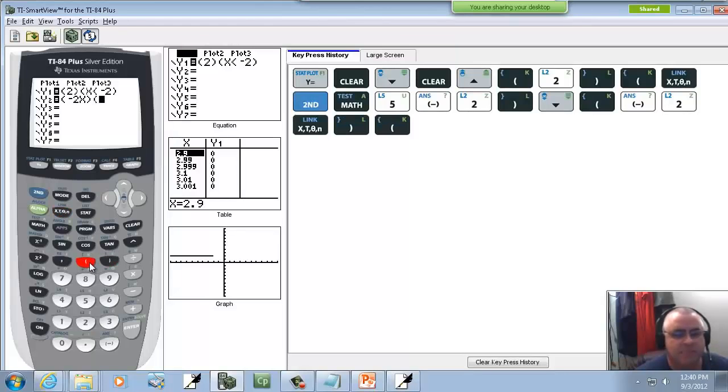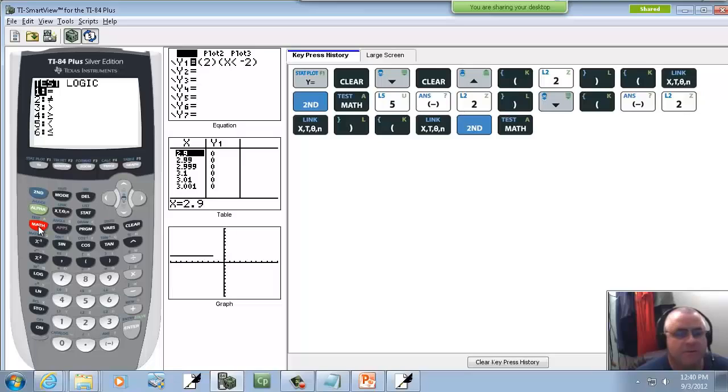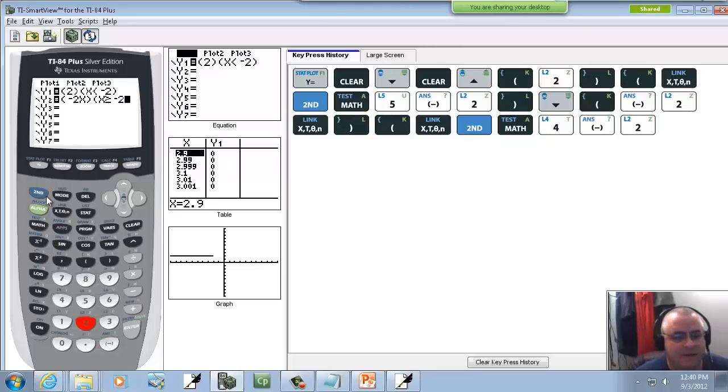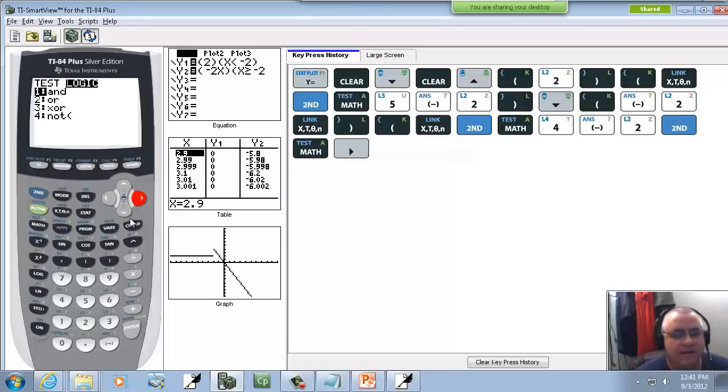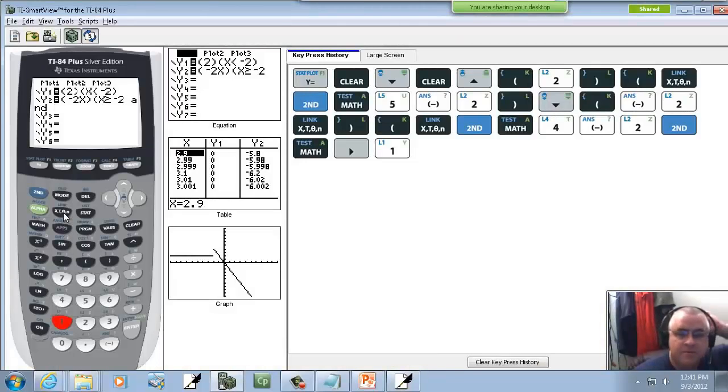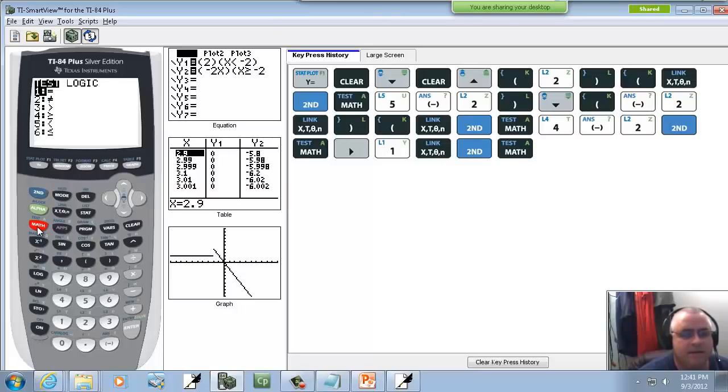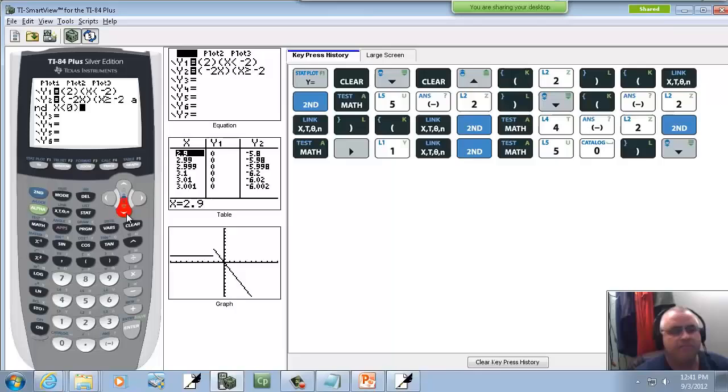Beginning parentheses, negative 2x, closing parentheses, beginning parentheses, x is greater than or equal to negative 2, so I do x, go to my test menu, greater than or equal to is the fourth one, negative 2, go back in my test menu, second math, right arrow over to logic, and I want to choose and, which is my first one. And x is less than 0, so I do x, go to my test menu, less than was 5, 0, closing parentheses, down arrow.